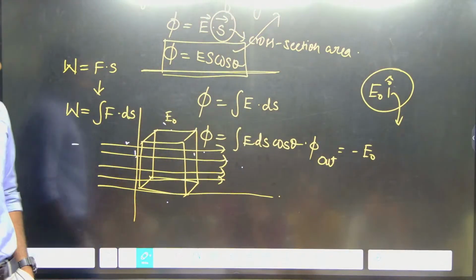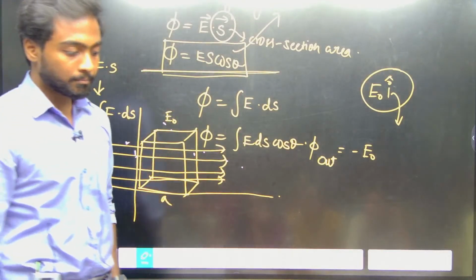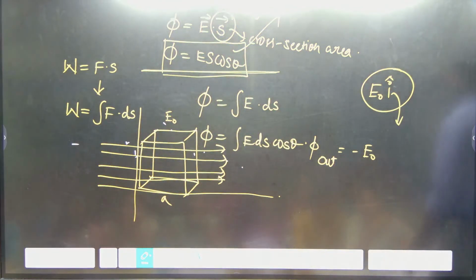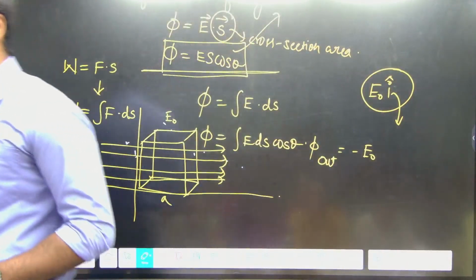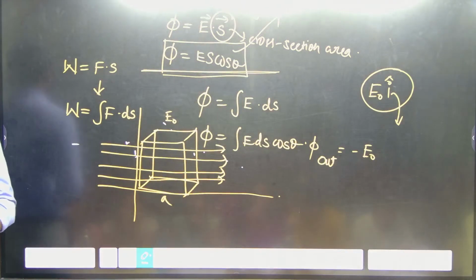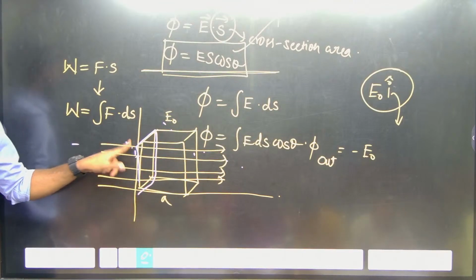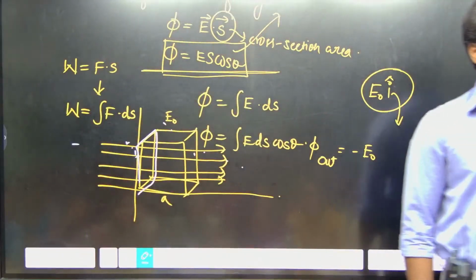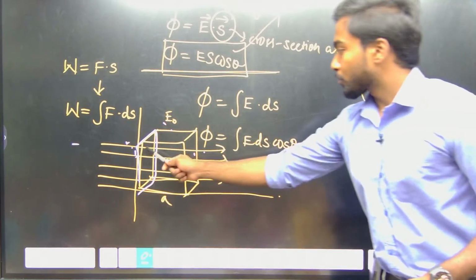If I consider the side of the cube as A, what is the area? Only one side it is passing, no? Should I consider the area of the cube or the area of the square? Why? And what about the second one? This also is a square and this also is a square.